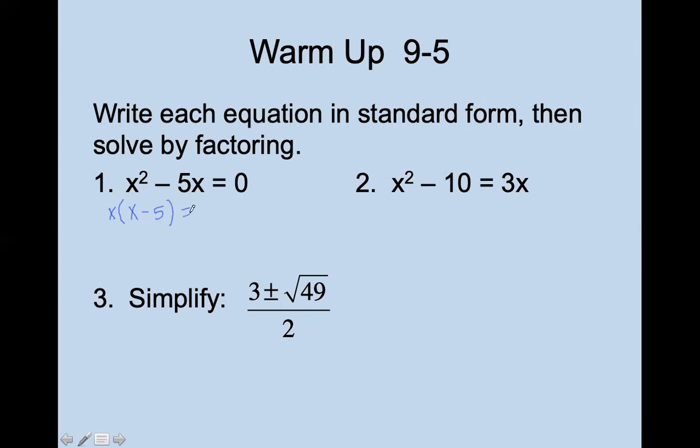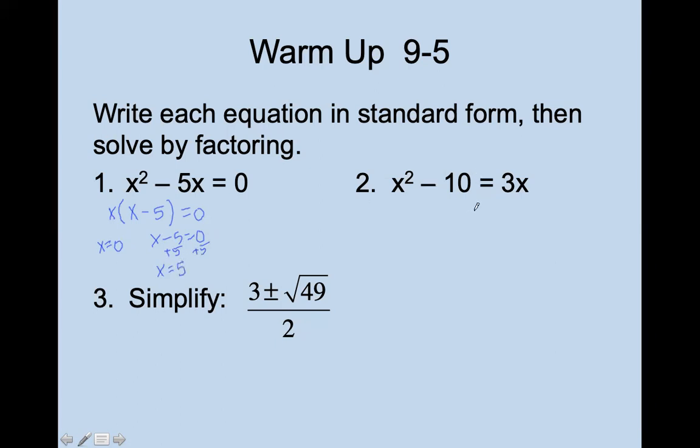Then I set each of those factors equal to 0 and solve for x. So I have this one right here, which would be x equals 0. And the second one, I have x minus 5 equals 0. If I solve that equation, I would add 5 to both sides. And I would get x equals 5. So my two solutions for number one are x equals 0 and x equals 5.